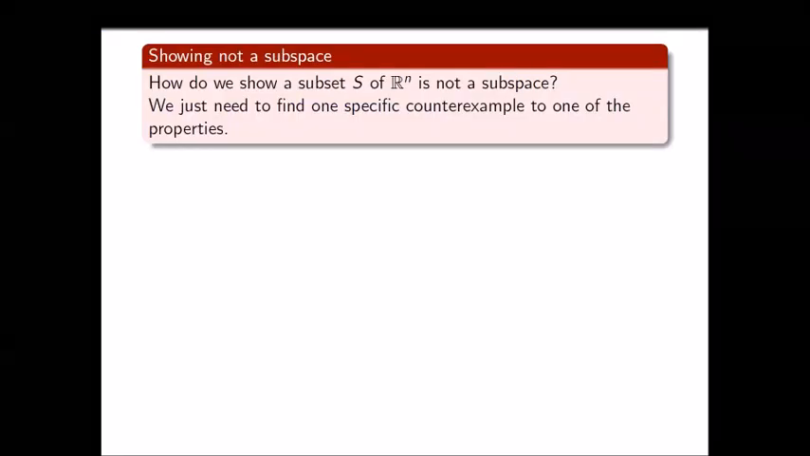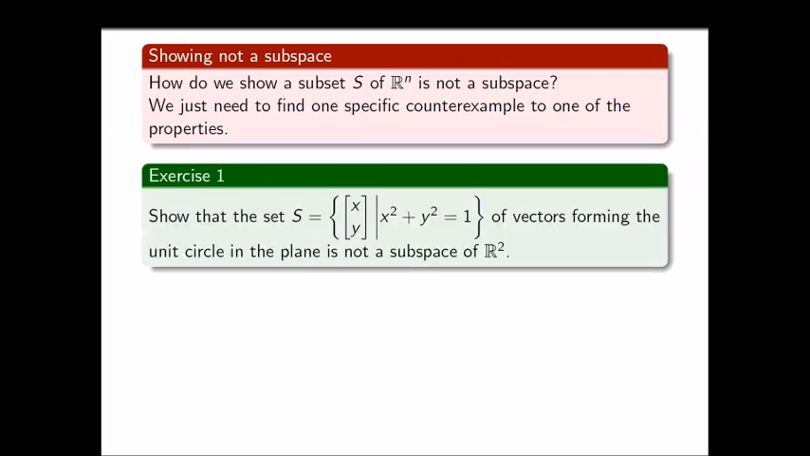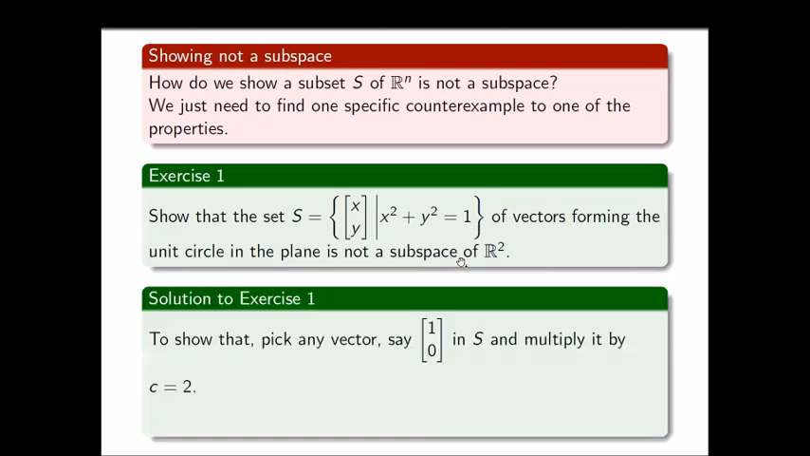Okay, so the first thing we're going to learn is how to show that a given subset of Rn is not a subspace. All we need to do is find one specific counterexample to one of the properties. So let's look at an exercise. We're given a set S, a collection of vectors that form the unit circle in the plane. This is the collection of all vectors with entries x and y, where x squared plus y squared is 1. And we have to show that this S is not a subspace of R2.